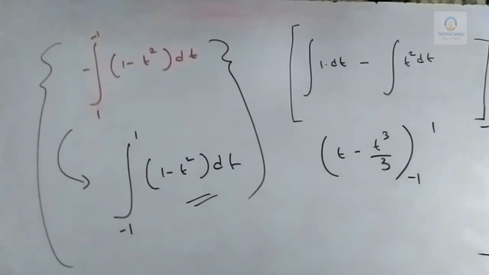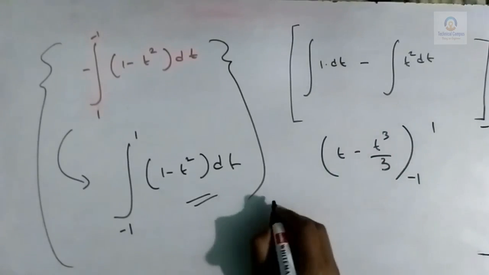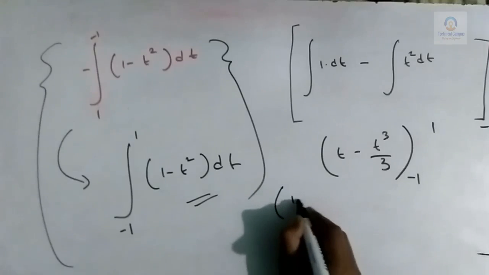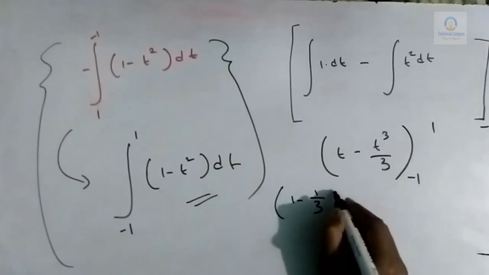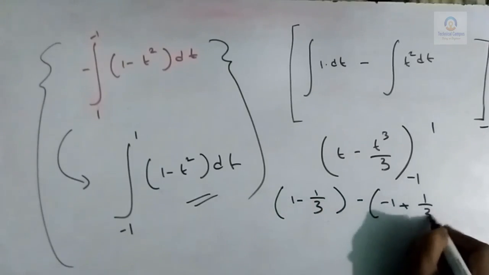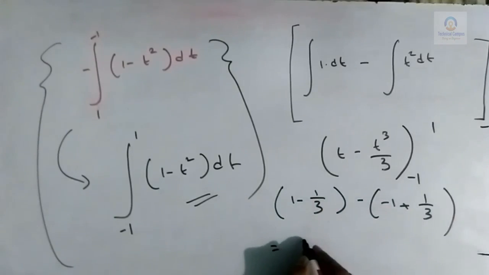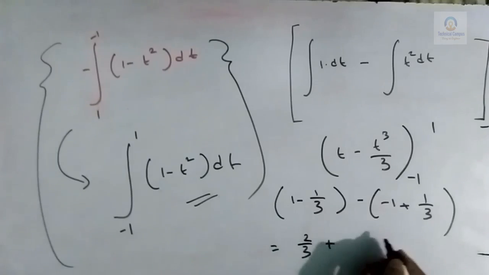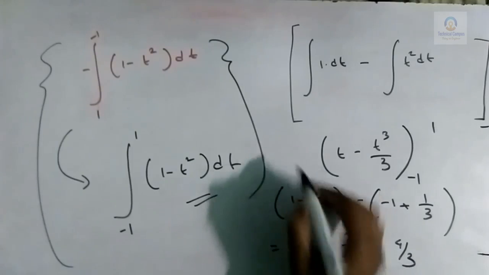So if we apply the value of upper and lower limit, it will be 1 minus 1 by 3 minus, minus 1 plus 1 by 3. So the value is 2 by 3, plus it will be also 2 by 3. So the answer is 4 by 3. So the correct option is option C.